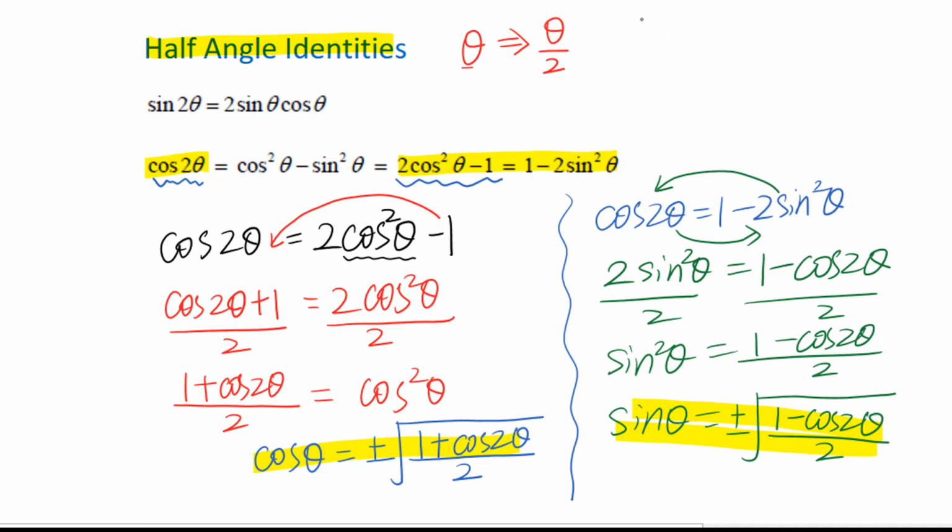In other words, if you know trig function of theta, you can figure out trig function of theta over 2. If you know trig function of theta over 2, you can figure out trig function of theta over 4, and so on.